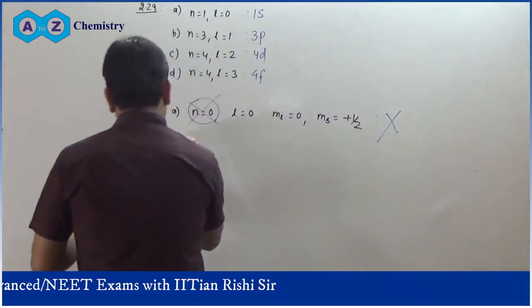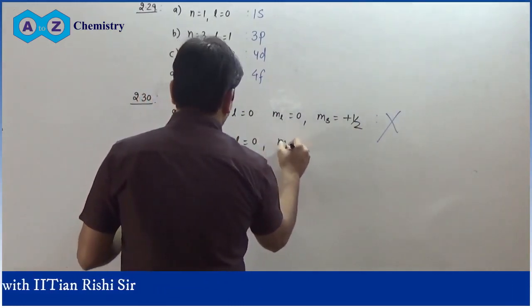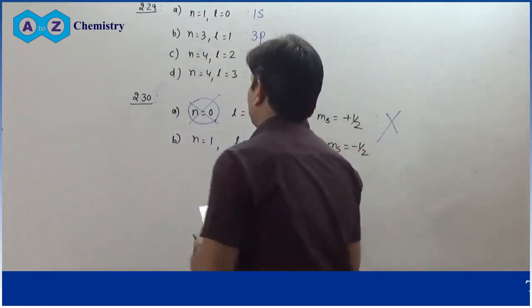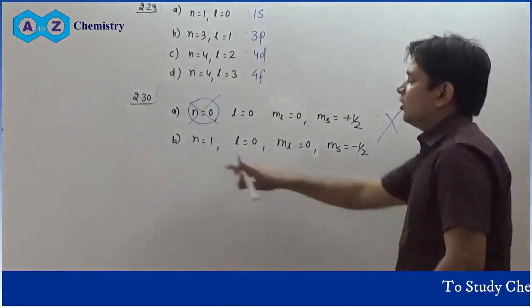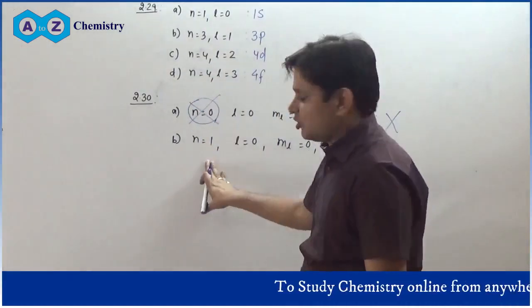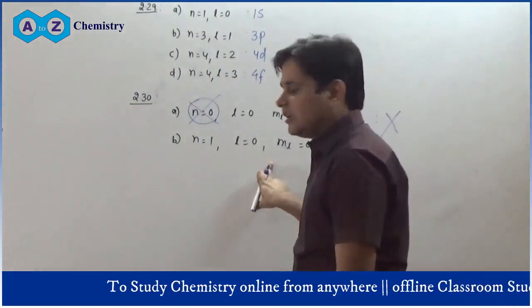So A is wrong. B part is n equal to 1, l equal to 0, ml equal to 0 and ms equal to minus half. This is possible. For n equal to 1, l can take values from 0 to n minus 1, which means only 0 is possible. So l equal to 0 is allowed. ml values are from minus l to plus l, and 0 is allowed.